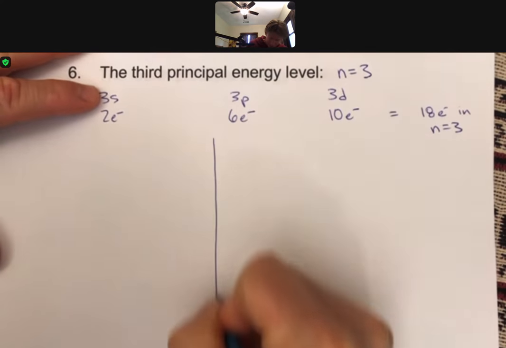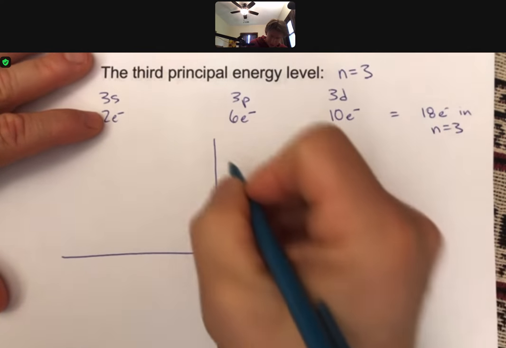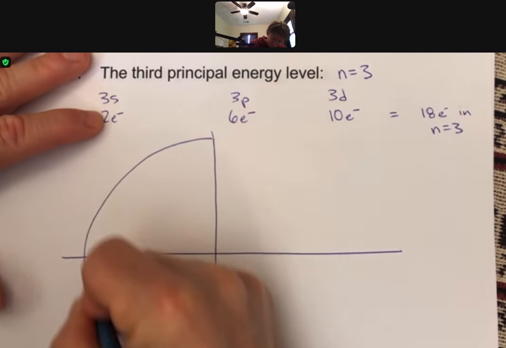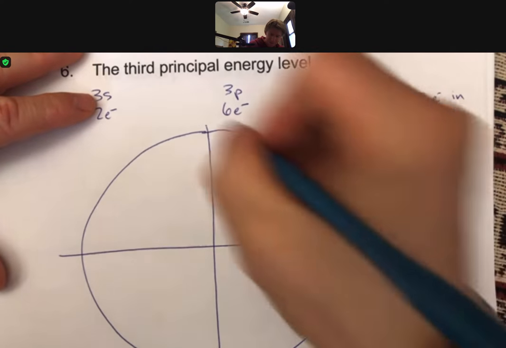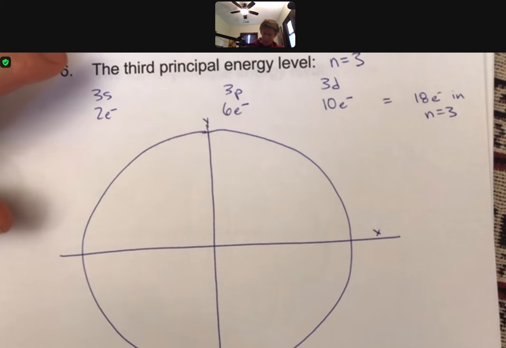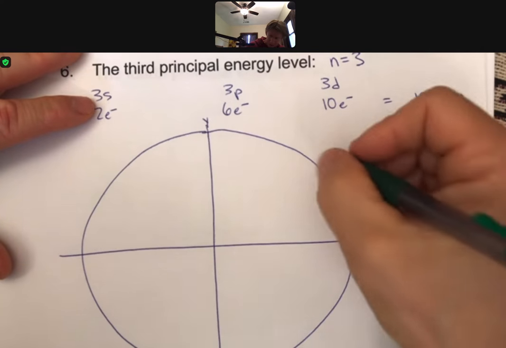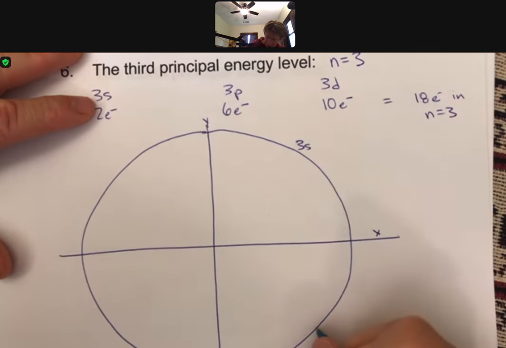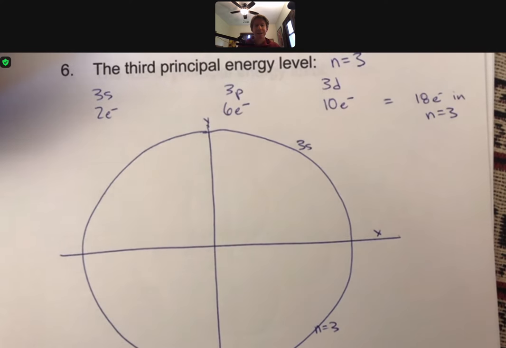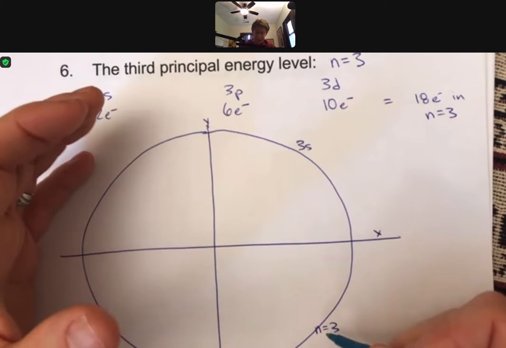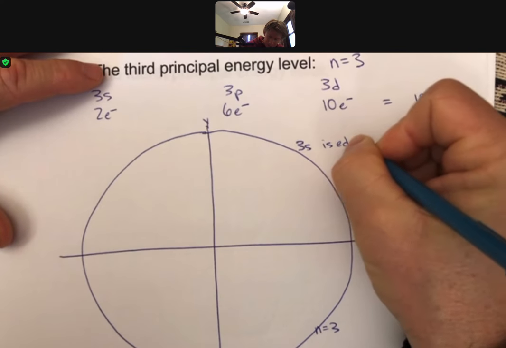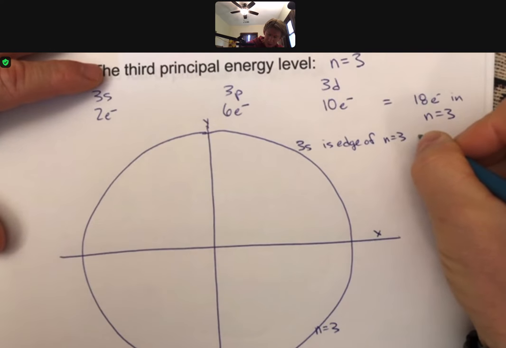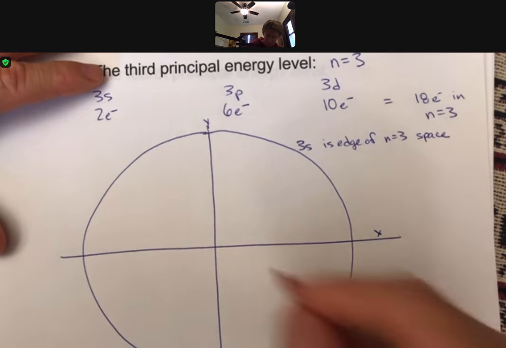So we'll draw our axes. We'll draw this bigger, as big as we can anyway. Still supposed to be a sphere. And here's our x-axis and our y-axis. We won't draw them all, but this is basically the 3s and the n equals 3. How I like to think about it is, the 3s is the edge of the n equals 3 space. So now I'm going to draw 2px.